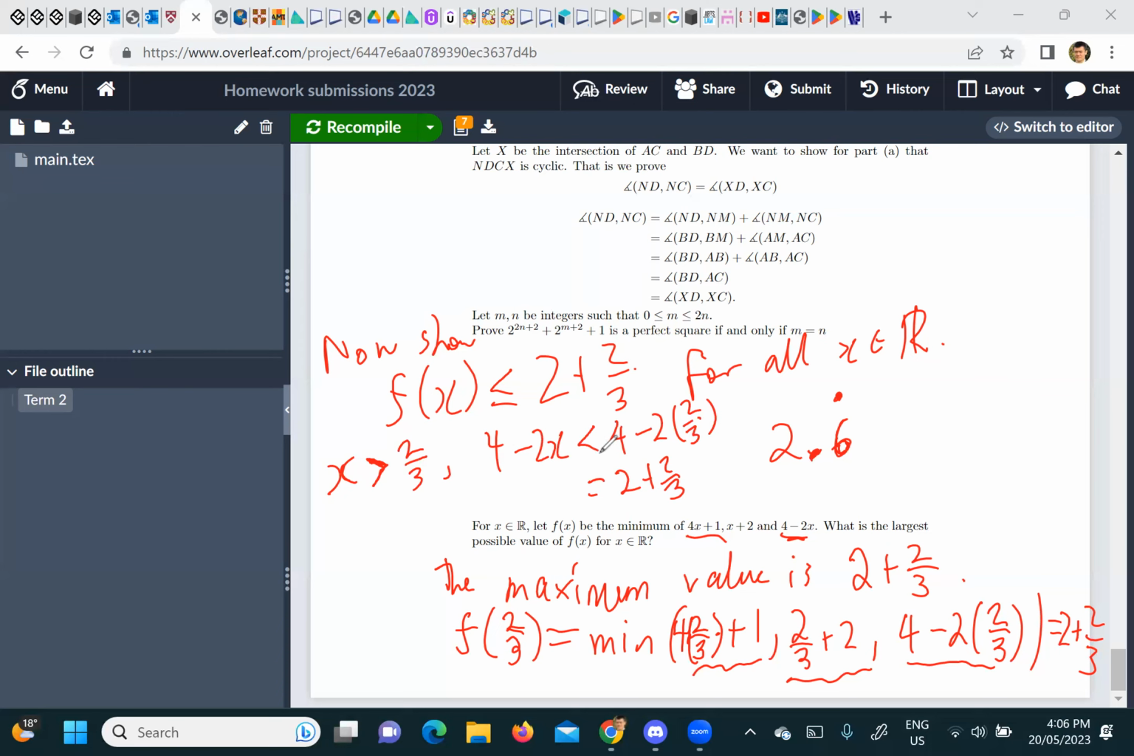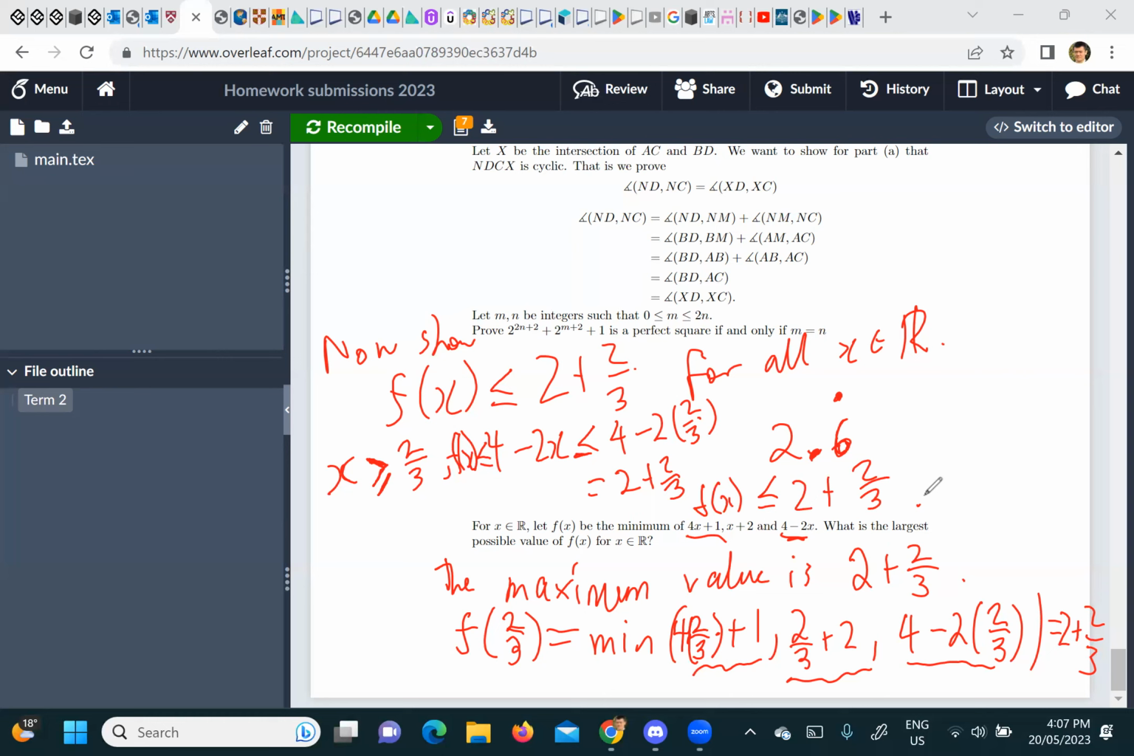So maybe the right way to write this is f of x is less than or equal to 4 minus 2x, which is less than 4 minus 2 times 2/3, which is equal to 2 plus 2/3. So therefore f of x is less than or equal to 2 plus 2/3, right? That makes sense?